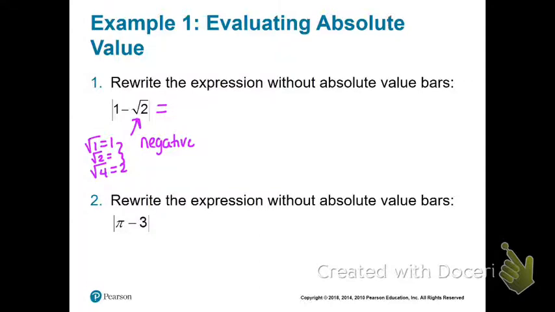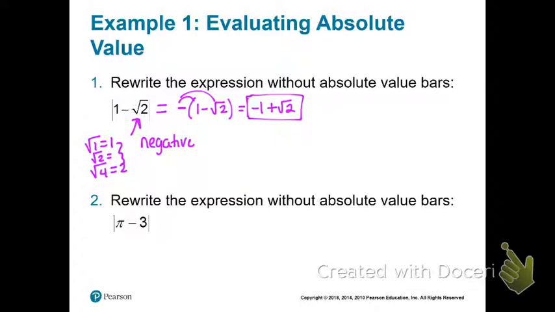And if you need to, work it out. On your calculator, do 1 minus the square root of 2, and it'll tell you it's negative. Let me do that real quick for you. 1 minus the square root of 2. It's negative 0.414, okay? So we know that what's inside is negative. By definition there, if it's negative, we're going to take the negative of what's inside. And then we just need to simplify this. So I'm going to distribute. And so I get negative 1 plus the square root of 2. And so that would be our answer.